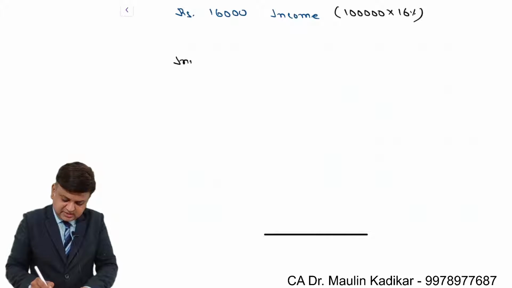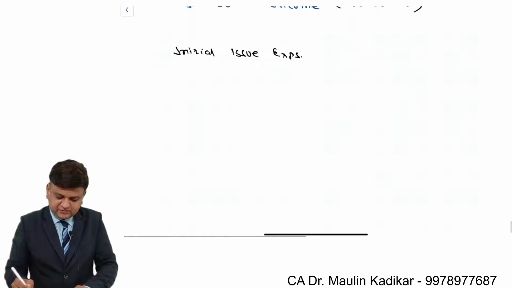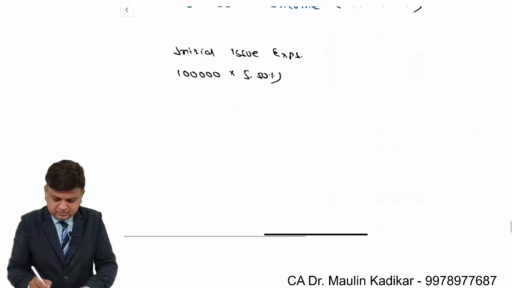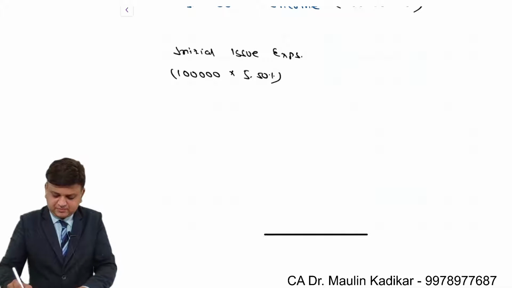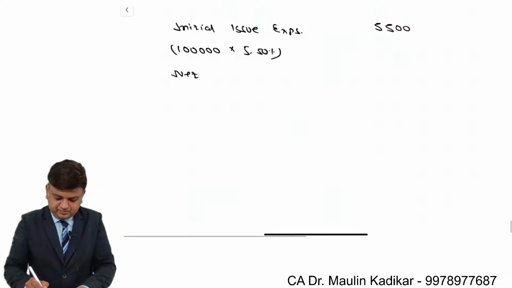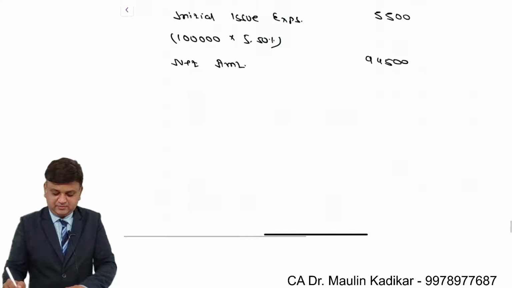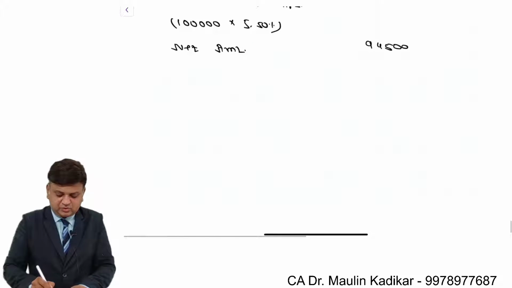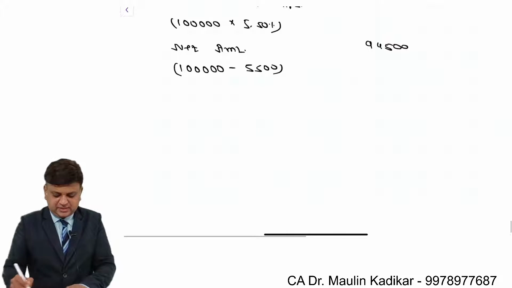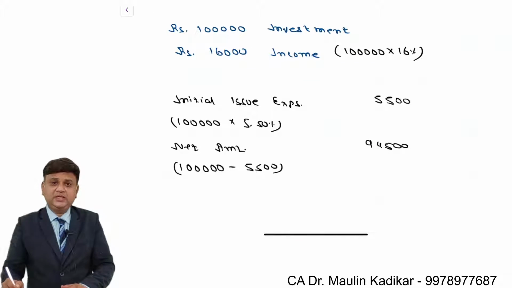It has been provided that there is initial issue expenses, that is 5.5%. So 1 lakh into 5.5%, that comes to 5,500. So the net amount available for the investment is 94,500 for the mutual fund. Okay, I have just taken an assumed amount of 1 lakh. Instead of 1 lakh, if at all we take any other amount, the answer is going to remain same. So the net amount available with the mutual fund for the investment is 94,500.